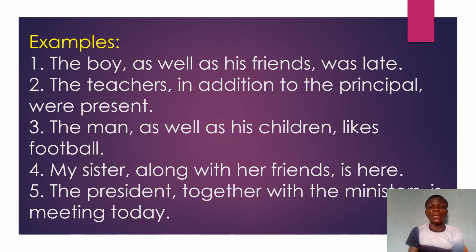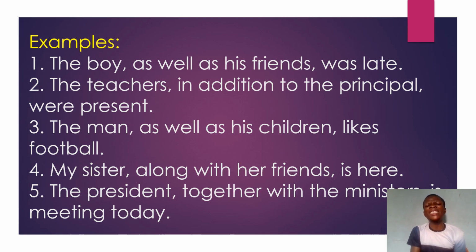Example 1: The boy as well as his friends was late. You can see "the boy," and then the phrase "as well as." Whenever you use "as well as," the verb will agree with the first subject. The boy here is singular. After "as well as," we see "his friends," which is a plural subject.